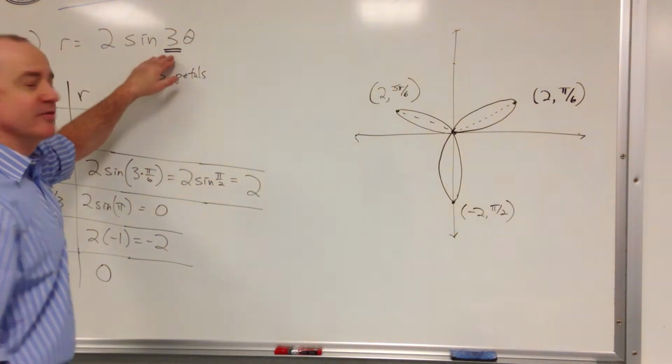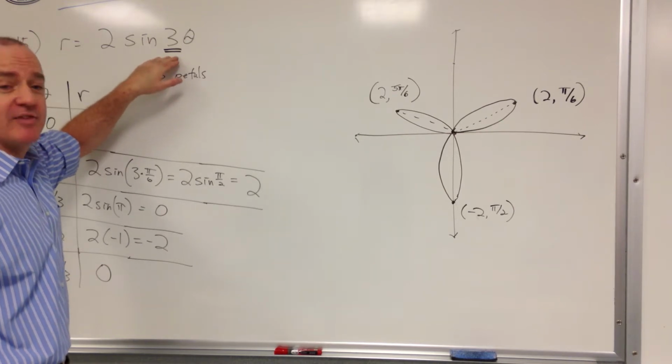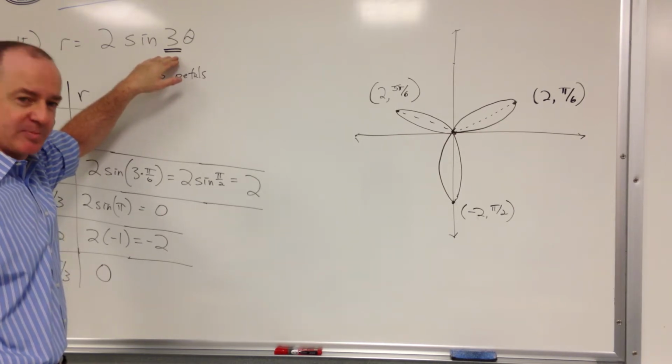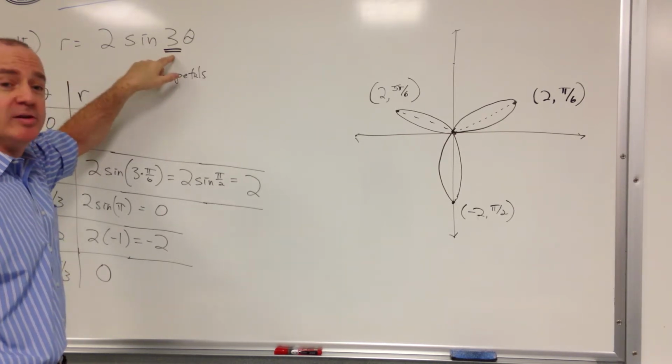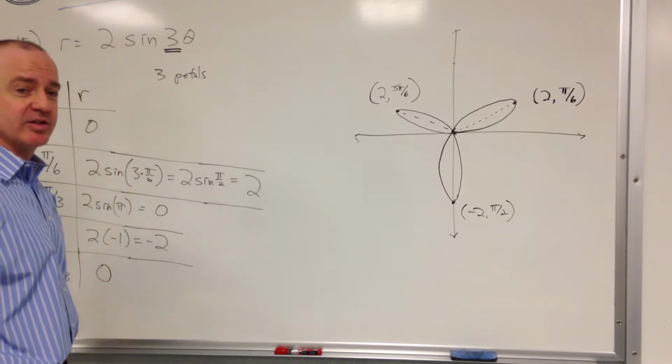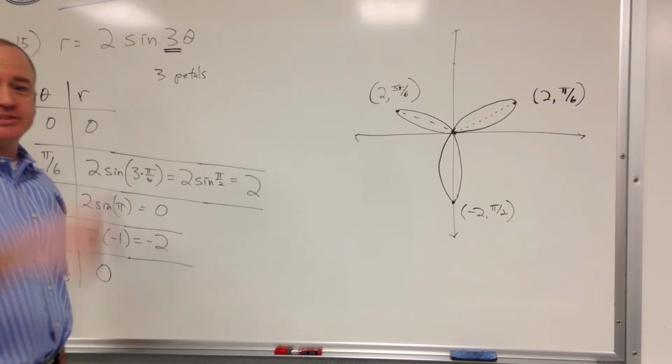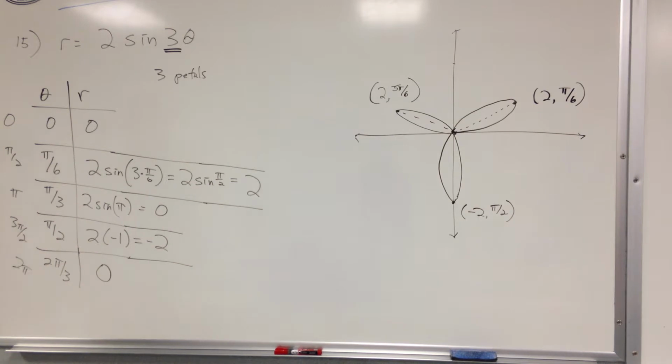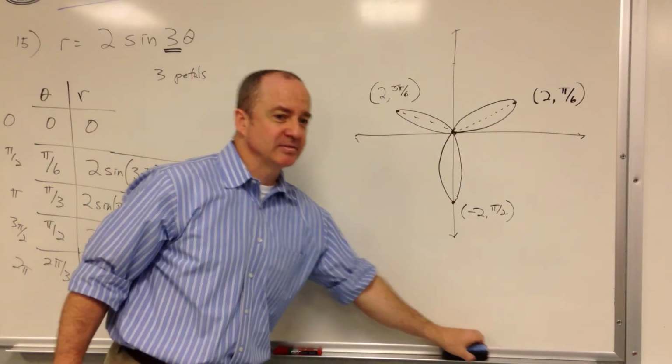Eight. Oh, if you had a coefficient of 4. Yeah. If this was 4, you'd have 8 petals that would be 45 degrees apart. Mm-hmm. If this was 2, you'd get 4 petals 90 degrees apart. Yes? Any questions on this one? All right, may I erase it? Okay.